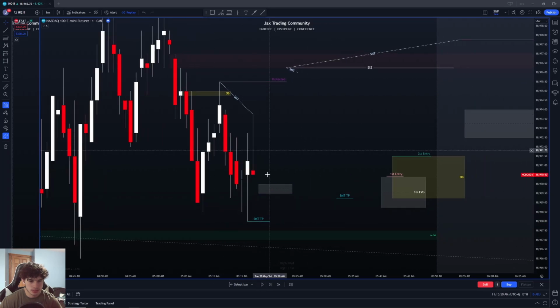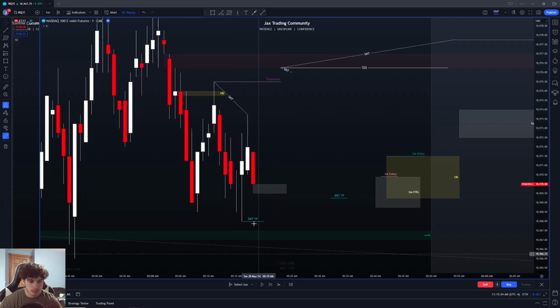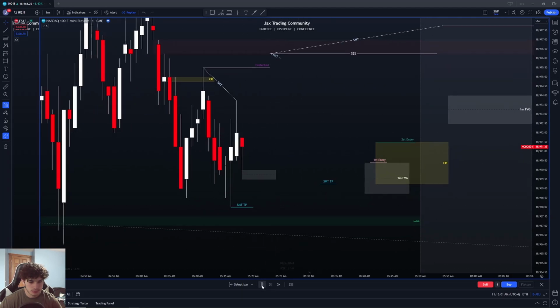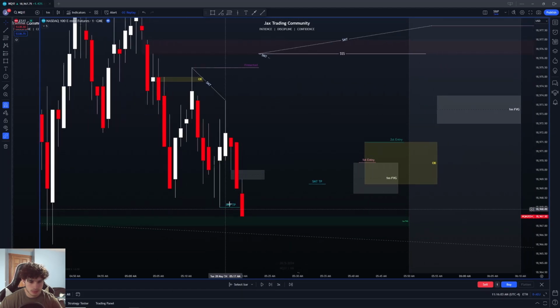We sell off, take this low, come back up, we form an SMT. After I get this candle, we come down here. I expect this to be protected. We should not go back up to here. And we take out this SMT TP.